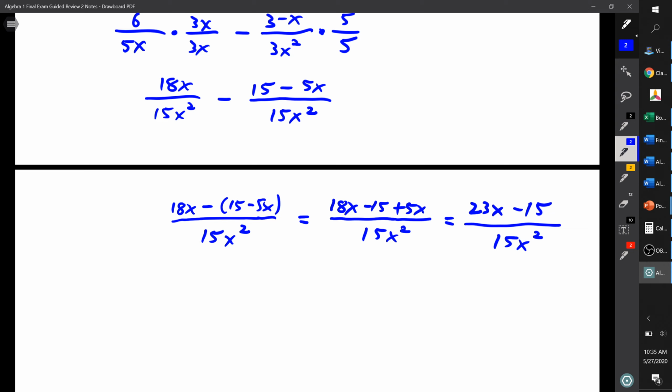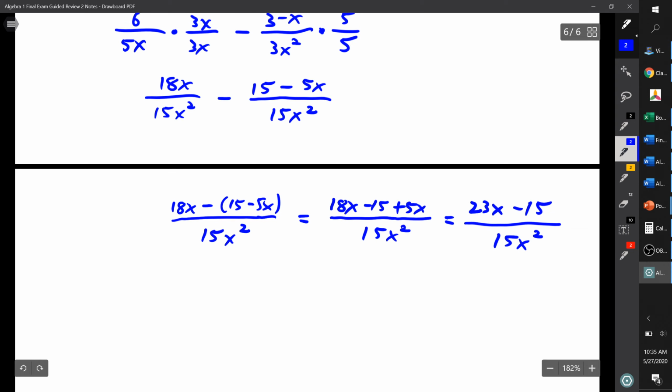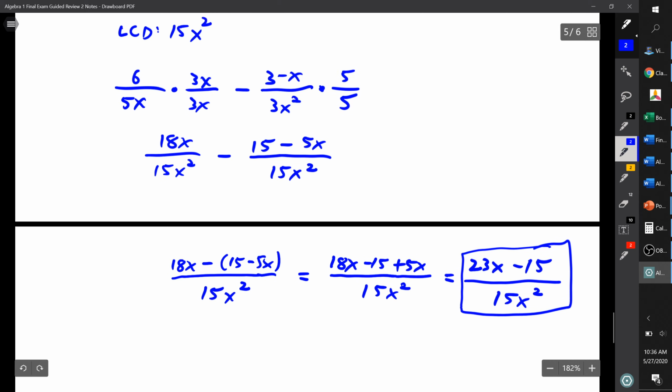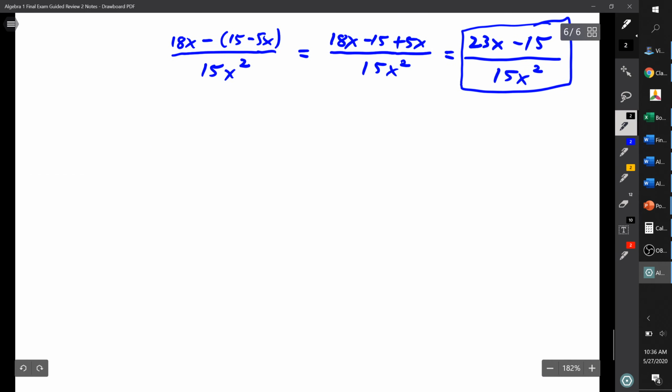In this case, yeah, we have a 15 and a 15, but there's no 15 that is a factor here that we could factor out. Yeah, we have an x and an x, but there's no x here that we could factor out. So this is as far as we can go. There's no more simplifying that we can do there. That was number 10. And finally, number 11.